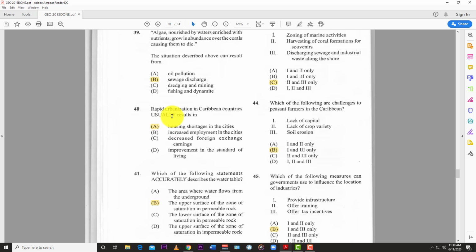Number 40, rapid urbanization in the Caribbean countries usually results in A, housing shortages in the cities. And of course we know that we experience that, hardly any land and everybody wants to live, so you have house shortages, so that's A.